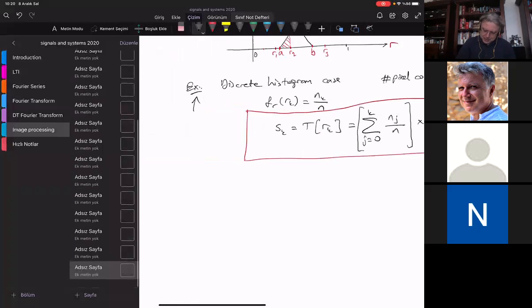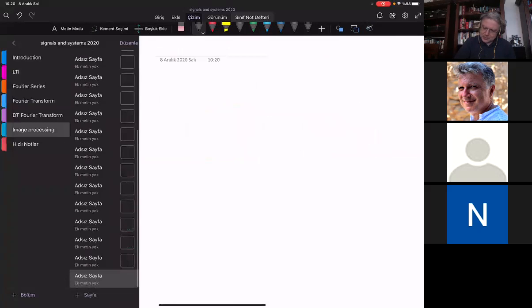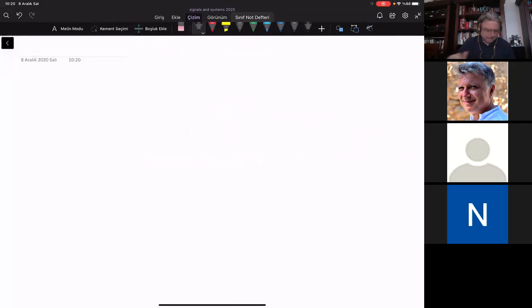Okay, now I'm opening a new page, and I will quickly continue with the sharpening concept, and after that we will give about half an hour of break. Or we can start by smoothing.